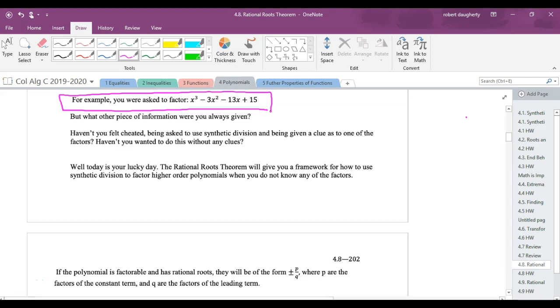Does or does not feel like it's cheating? Wouldn't you rather be able to do it without me giving you that information? This is why I'm trying to lead the witness. Well, we're going to do it anyway.